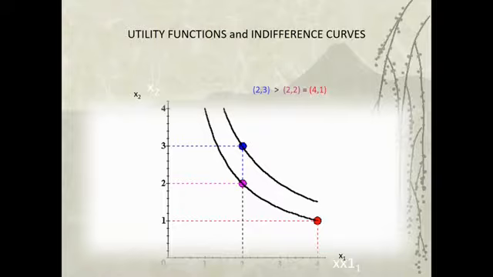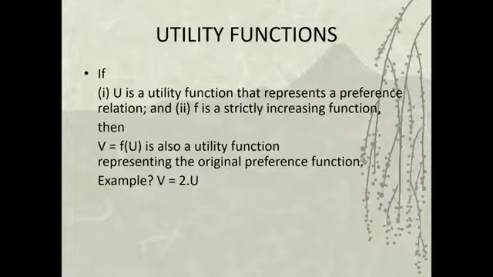So 4, 1 and 2, 2 fall on the same indifference curve. But at the same time, 2, 3 is on a higher indifference curve, which means it has greater utility than the other two. The other two fall on the same indifference curve, therefore their utility level is the same. So this is the beauty of the analysis. If any doubt comes, we will discuss it mathematically.